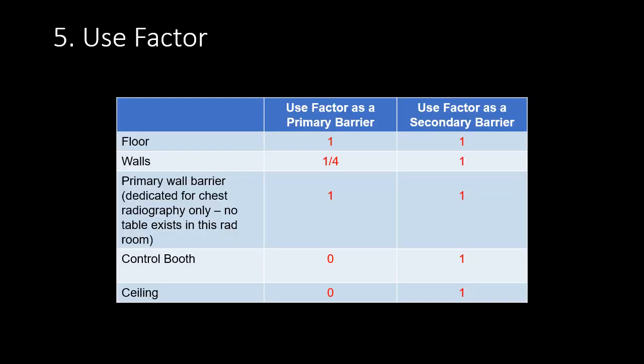So looking at these use factors for the primary barrier, first of all, with the floor being a 1, the walls being 1/4, the primary wall barrier dedicated for chest radiography with no table existing in the room is a 1. The control booth and the ceiling are never primary barriers, so they're both 0 because the primary beam should never be directed at either one of them. And then as mentioned in the previous slide, all areas are secondary barriers, so the use factor would be a 1 for all of them.